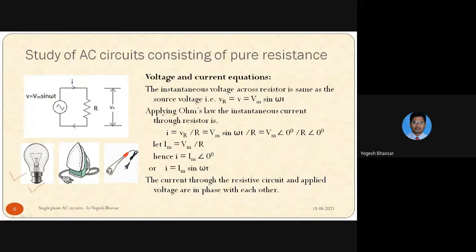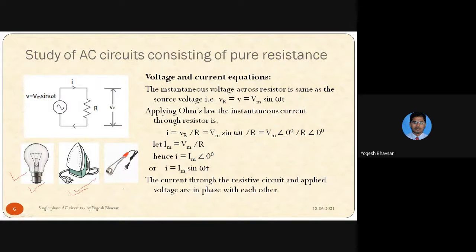The second, you can see the electric iron. For ironing clothes, we use an electric iron. This is also working on a purely resistive circuit, because this iron contains a heating element, which is particularly a nichrome wire, covered by some insulating material, right? So it produces heat, and we can use that heat for ironing clothes.